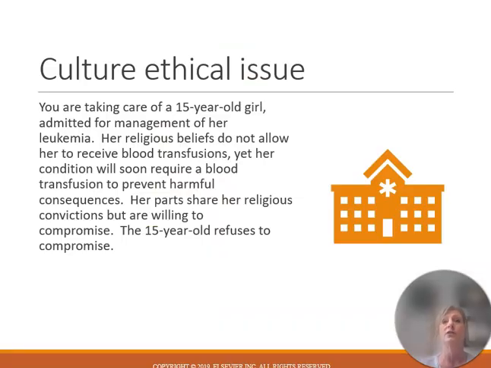So you've got a 15-year-old girl admitted with management of leukemia. Her religious beliefs do not allow her to receive blood transfusions. But we know with leukemia, that is probably going to be part of her treatment plan. Her parents share her religious convictions, but they will compromise, but the patient won't. She says, I refuse to compromise on that. So is this an ethical dilemma?